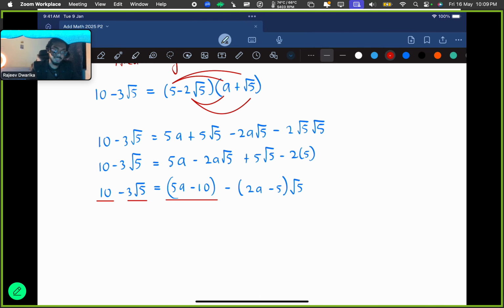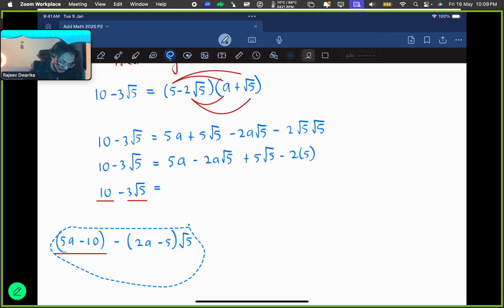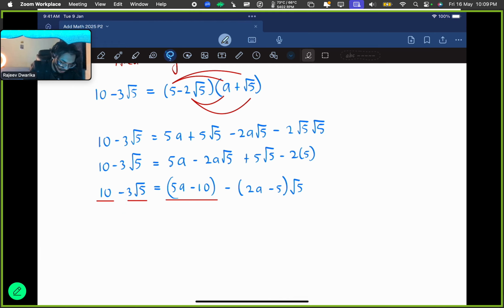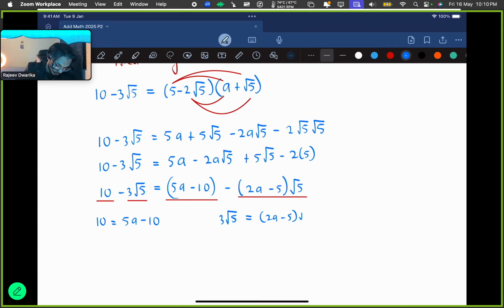The reason I'm saying that is because, like I said, check it out. It is literally not different from anything. Watch, 10 is that, and 3 root 5 is this. Just substitute: 5a minus 10 is equal to 10. This is what I would do. I would form two equations: 10 is equal to 5a minus 10, and let me check out the other side. If I let that be equal, the other term will be 3 root 5, and 3 root 5 will be equal to 2a minus 5 root 5.